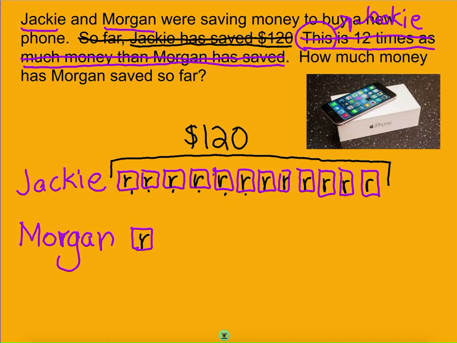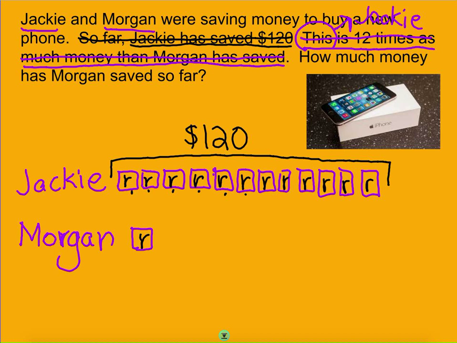Now, when you look at this, you're like, Mrs. Jacobs, we still can't figure this out, because now we have a whole bunch of R's and there's still no other number. So watch me as I show you how we get this equation going, all right? So the model is here, but now we need some numbers, right? So watch how I do this. I'm only looking at Jackie.